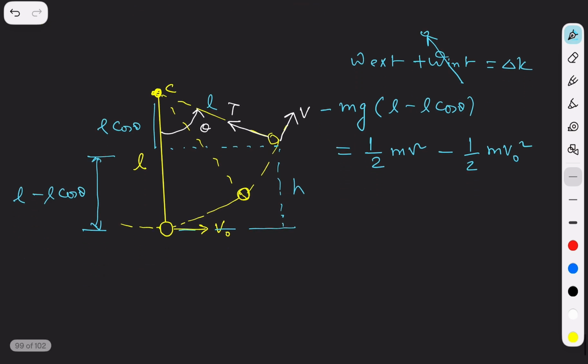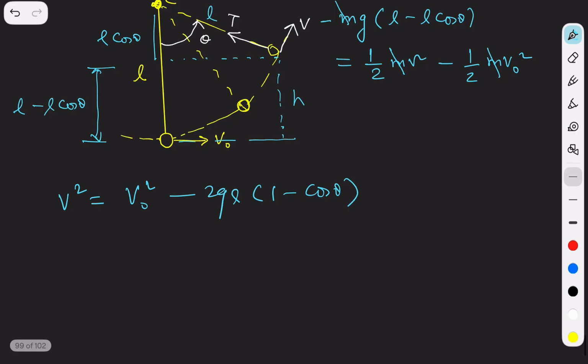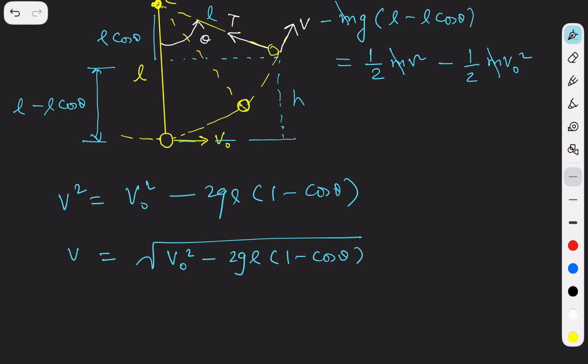Using this equation, let's say you cancel the masses, and what we are left with is v square is equal to v naught square minus 2gL (1 minus cos theta). So the velocity at any point of time will be under root of v naught square minus 2gL (1 minus cos theta). So this is a general velocity that you can remember.